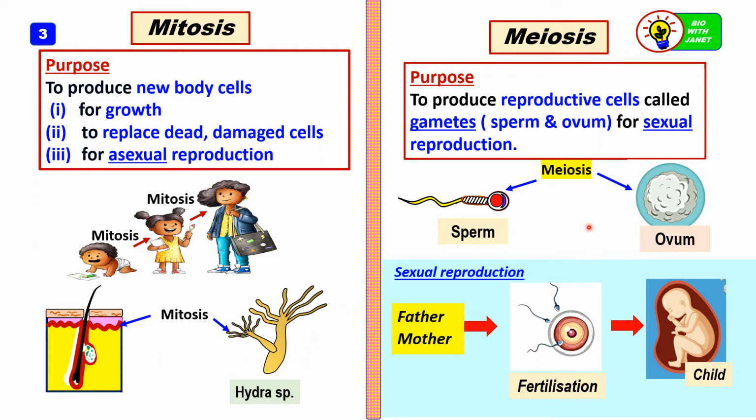So meiosis produces the gametes, which are haploid, having half the number of chromosomes compared to the parent cell, for the purpose of sexual reproduction, for the purpose of fertilization to produce the new offspring.